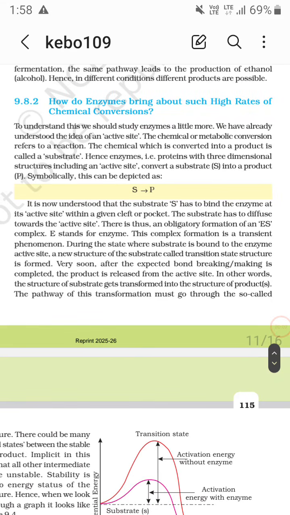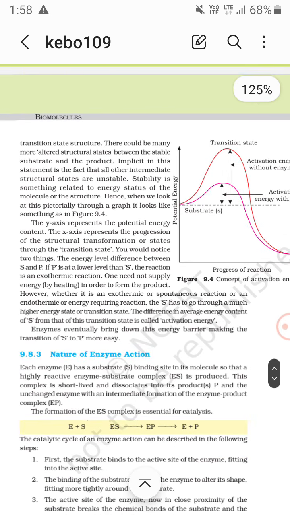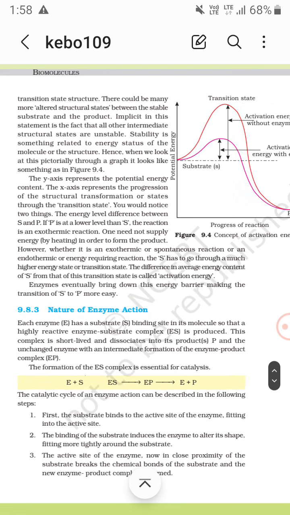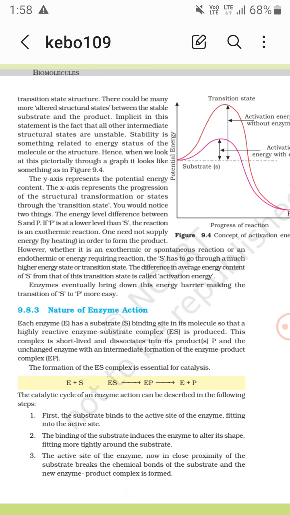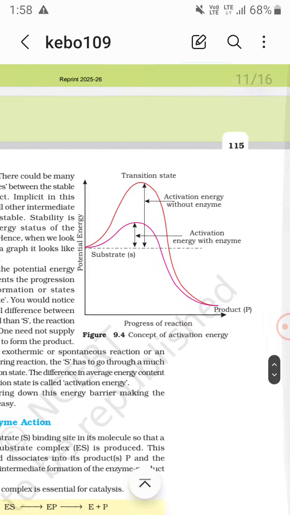How do enzymes bring about such high rates of chemical conversions? Enzymes eventually bring down this energy barrier, making the transition of substrate to product more easy.